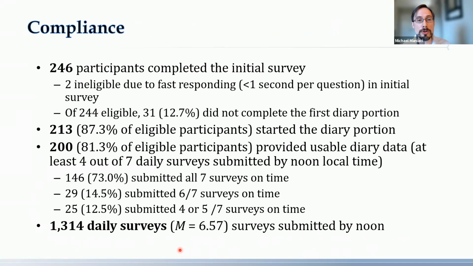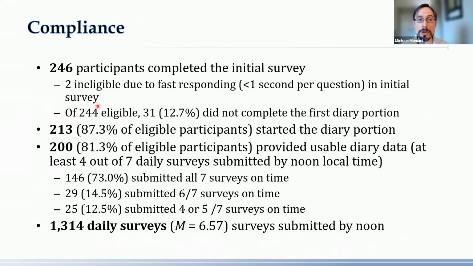So in terms of compliance, we recruited 246 participants. We excluded 2 based on pre-registered criteria due to fast responding, completing the initial survey less than 1 second per question.